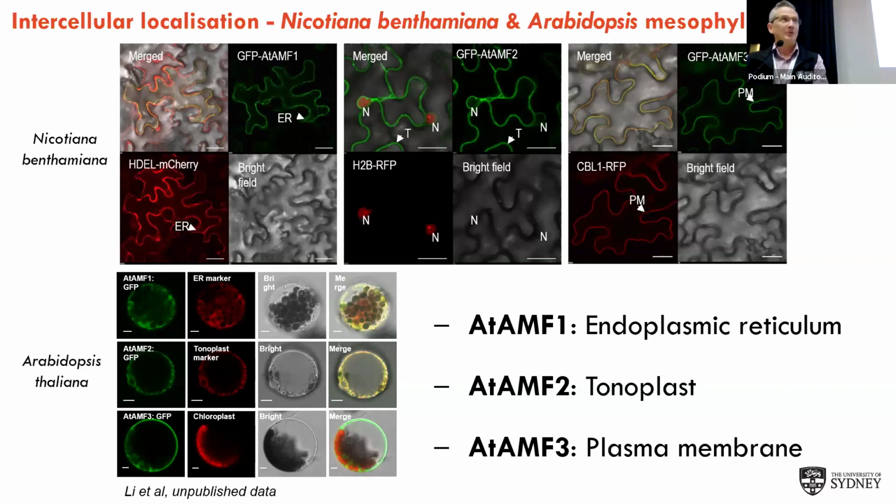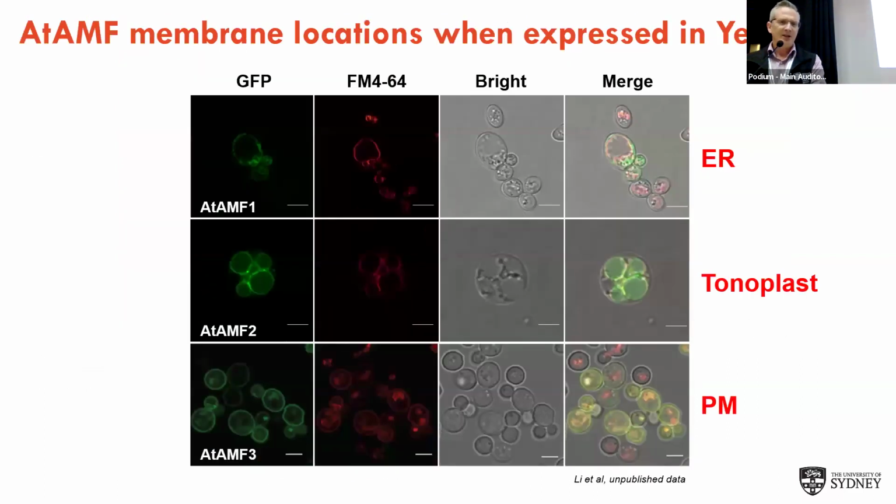And you can go into an Arabidopsis cell expression system using mesophyll cells, for example, and get the same sort of phenotype. And you can track that also in yeast cells. So if you actually overexpress these proteins in yeast, they'll be predetermined targets to different membrane types. So the ER, tonoplast, and PM stand out as targets for AMF1, 2, and 3 respectively.